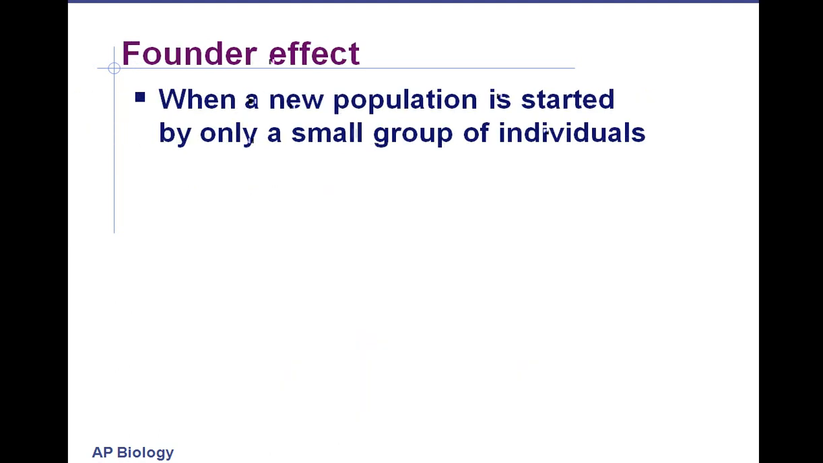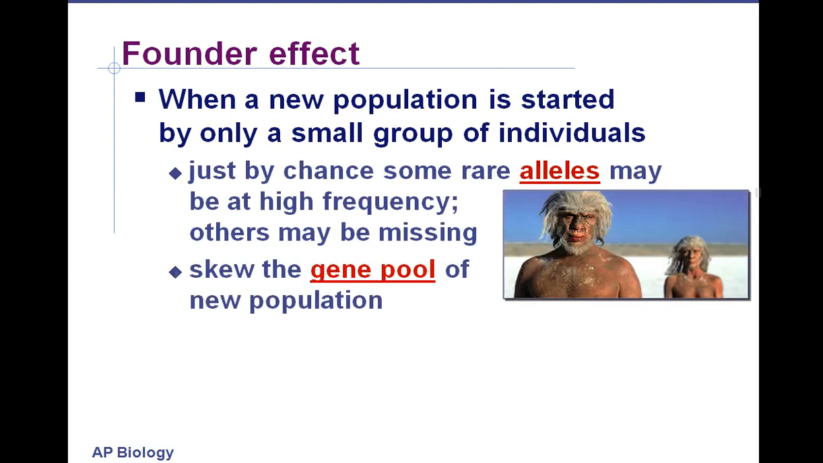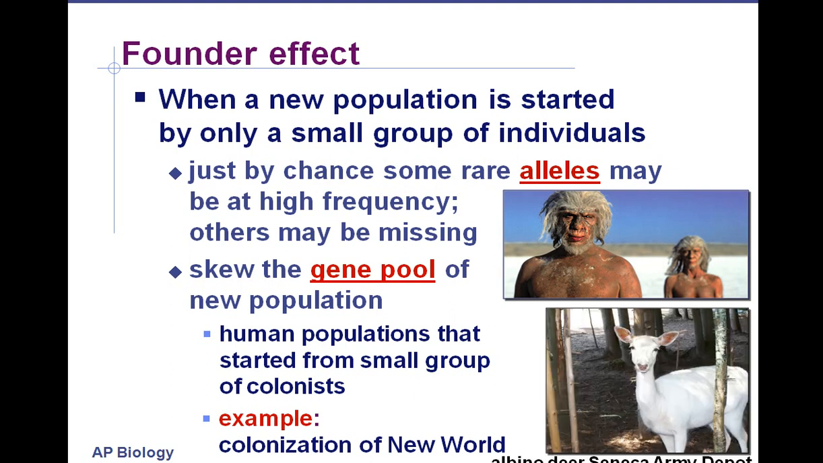All right, founder effect, got some examples here. When a new population is started by only a small group of individuals, just by chance, some rare alleles may be in high frequency, depending on what's taken with the group. This can skew the gene pool, or the genes found in that population, in the new population that splinters off and starts a new colony. Human populations start off from a small group of colonists. An example is the colonization of the New World, especially by the Native Americans that came from Asia.